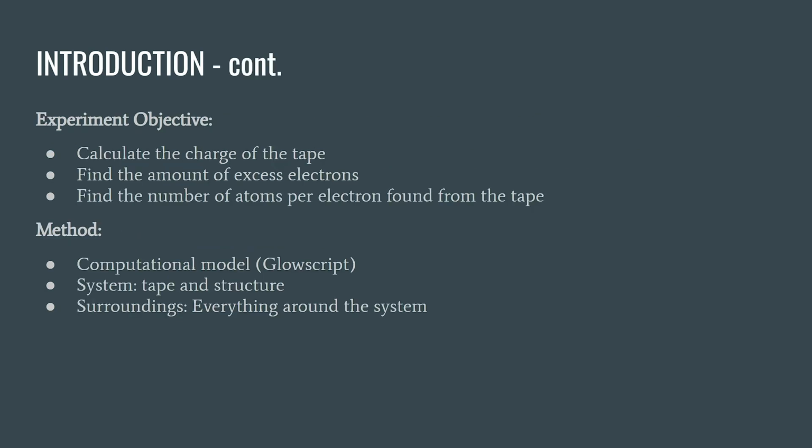So the objectives of this lab are to calculate the charge of the tapes, find the excess amount of electrons from these tapes, and find a ratio of atoms per electron emitted from each tape. This will all be calculated in Glowscript with a visual aid, and the setup for this lab will be the entire charge tape setup that you'll see in a later slide, and the surroundings will be everything else.